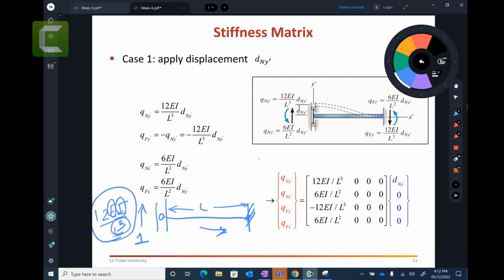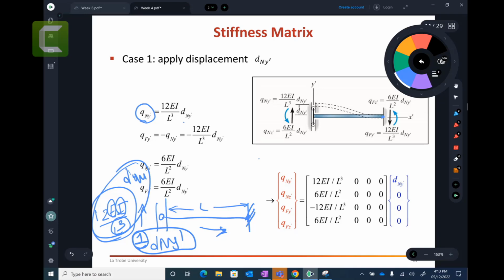So I hope you understand that this is the amount of force required to create the unit displacement: 1 centimeter, 1 millimeter, 1 meter. There is no unit for one. We just say 1. If you use the elastic range and we say this becomes d_y dash, then these forces also become multiplied by d_y dash, because you multiply the force by d_y dash to make the displacement d_y dash. That amount of force required to create the displacement d_y is written here. I hope you understand that.